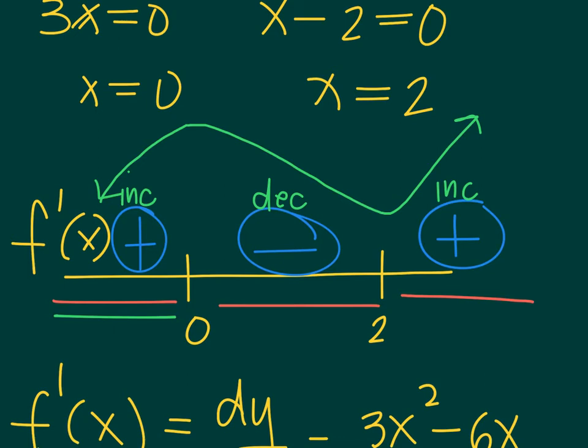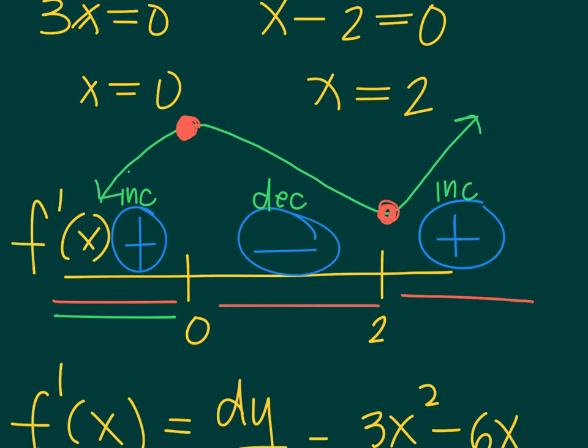Okay? So as you can see, at 0 it indicates a relative maximum, and then at 2 it indicates a relative minimum. Now, can these points be considered as absolute maximum or minimum? No, right? Because on the left it is going to negative infinity, on the right it is going to positive infinity. There is no absolute minimum, there is no absolute maximum.